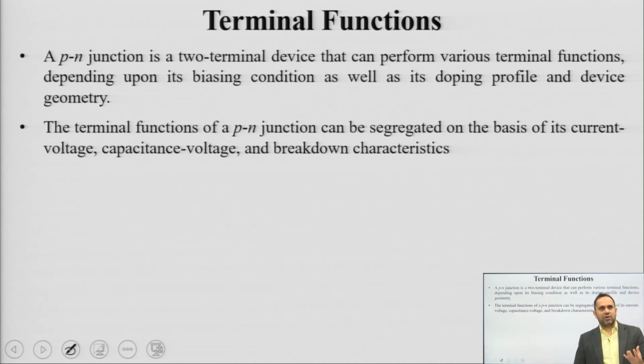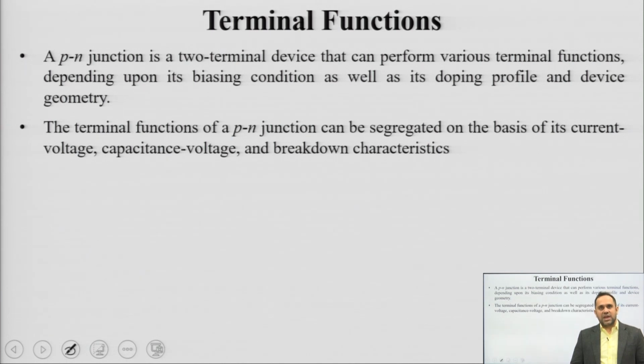When you apply forward bias, you reduce the width of depletion region, you reduce the potential barrier across the junction. When you apply reverse bias, you increase the width of the depletion region and you increase the built in potential across the junction. So, the terminal functions of a PN junction can be segregated on the basis of its IV characteristics, CV characteristics and breakdown behavior.